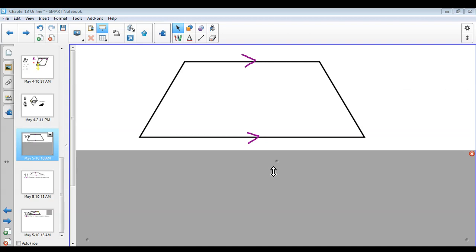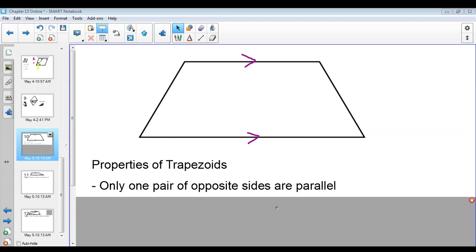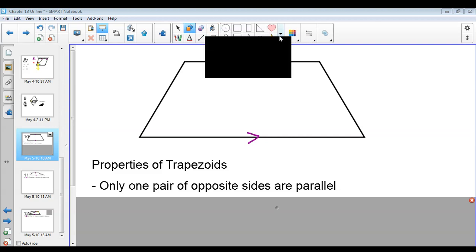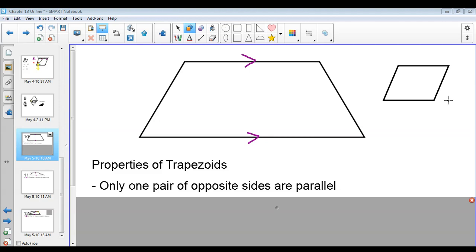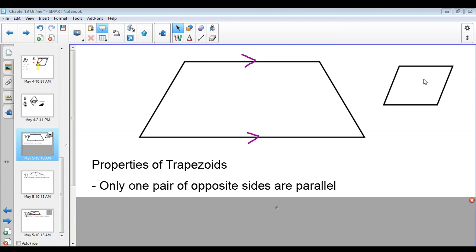So down here, let's take a look at some of the properties of trapezoids. One of the properties is that there's only one pair of opposite sides that are parallel. If we think back to the rhombus or parallelogram, here's a rhombus or parallelogram. The top and bottom are parallel to each other, and the left and right sides are also parallel to each other. So rhombuses and parallelograms have two pairs of opposite sides that are parallel. Trapezoids only have one.